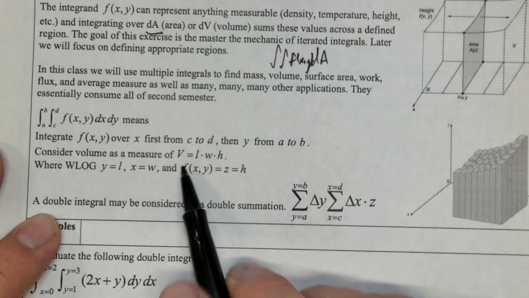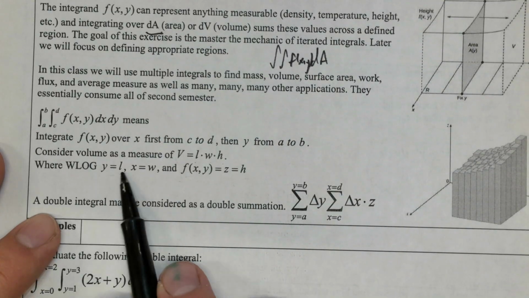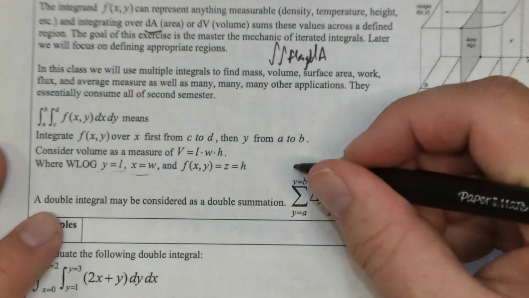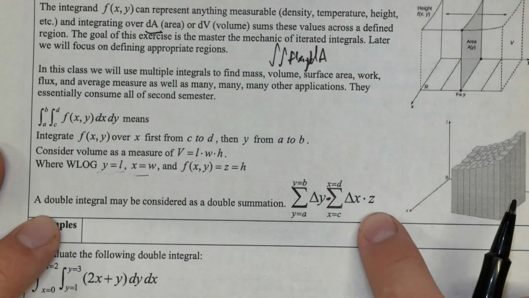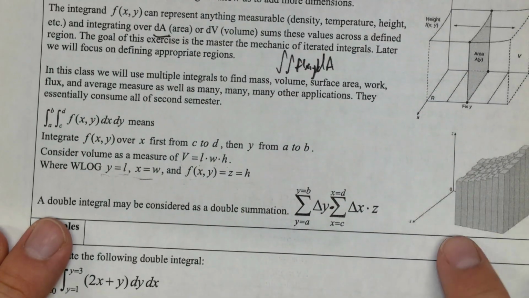So you could also think of it as length times width times height, where that z function is height, my x and my y make up my length and width, and so I'm going to sum up and multiply all of the lengths times all of the widths times all of their individual heights to fill up all of those volumes, one prism at a time.